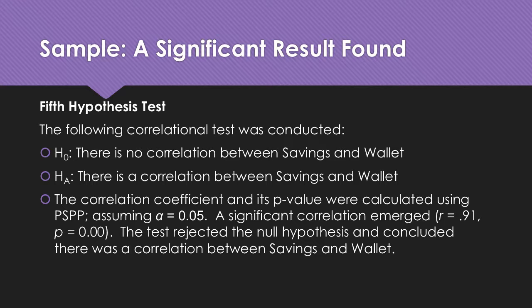Again, in this case, because the p-value is 0.00, this indicates we have strong evidence from the sample that the null hypothesis can be rejected. Therefore, we will say that there is a correlation between savings and wallet.